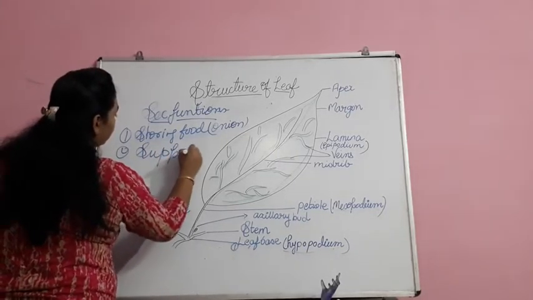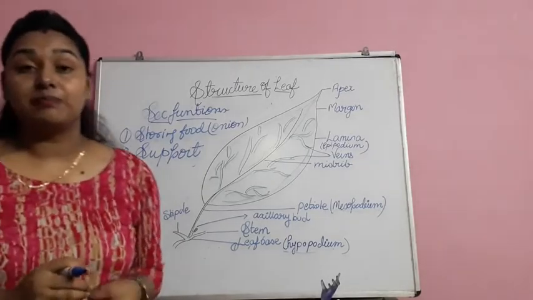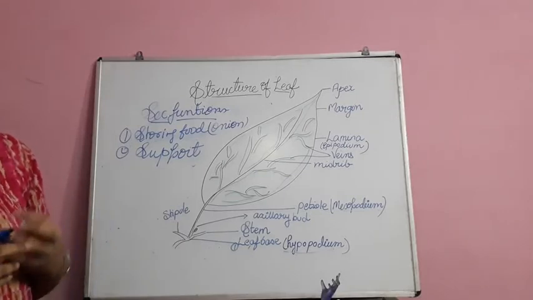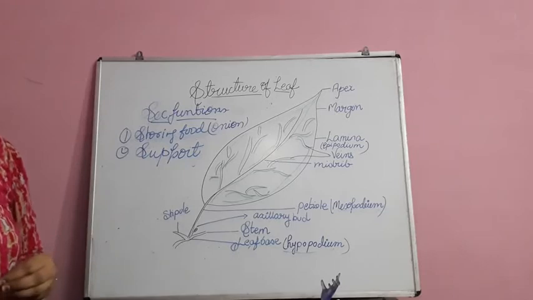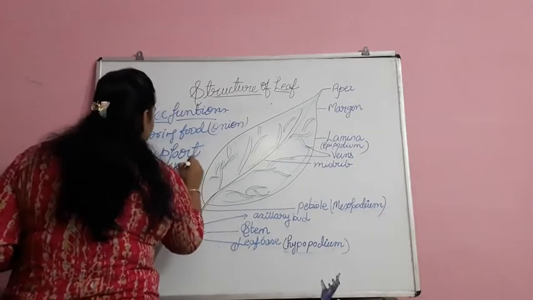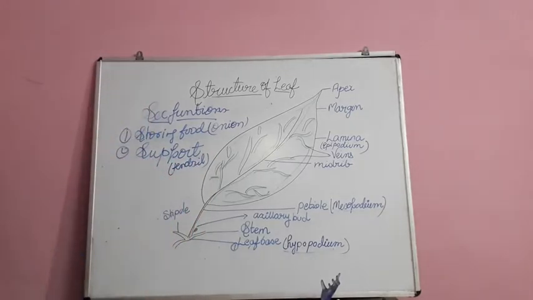Support, as you can see in some of the climber plants. Those who are climbers have a very weak stem. So what happens in them is that their leaves get converted into tendrils. The tendrils help the plant to get support, to stand and to do its activities. For that purpose, some of the leaves get transformed into tendrils.